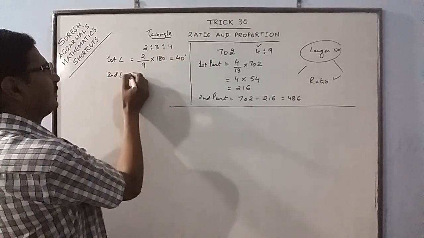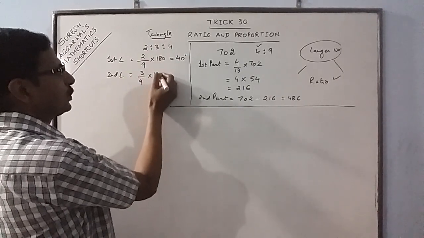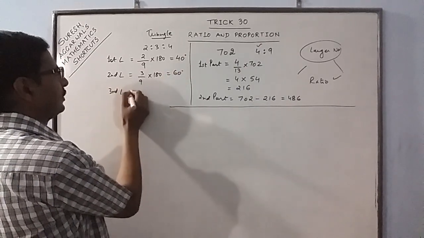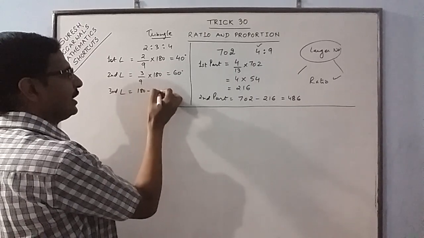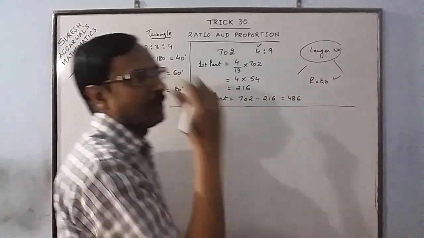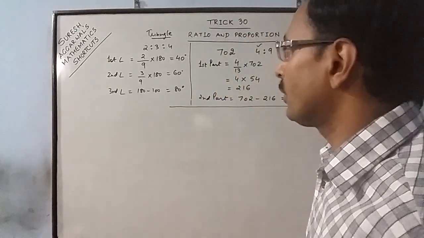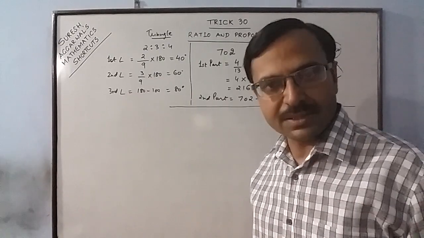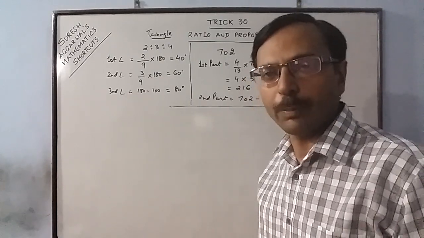Second part, second ratio is 3, so 20 into 3, 60 degree. And the third, 40 plus 60, 100, so 180 minus 100, 80 degree. So this is how we do the calculations in competitive exams. We don't have to use the traditional method which is taught at class 6, class 7 level when the children are studying the ratio topic for the first time.